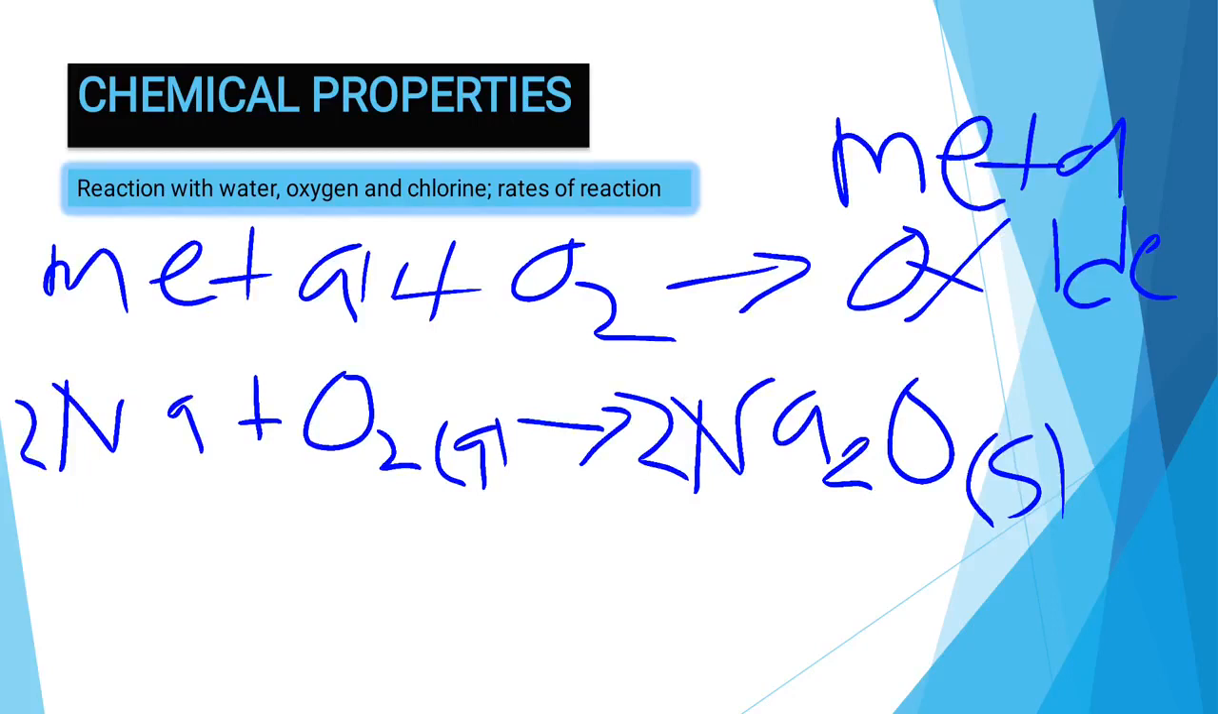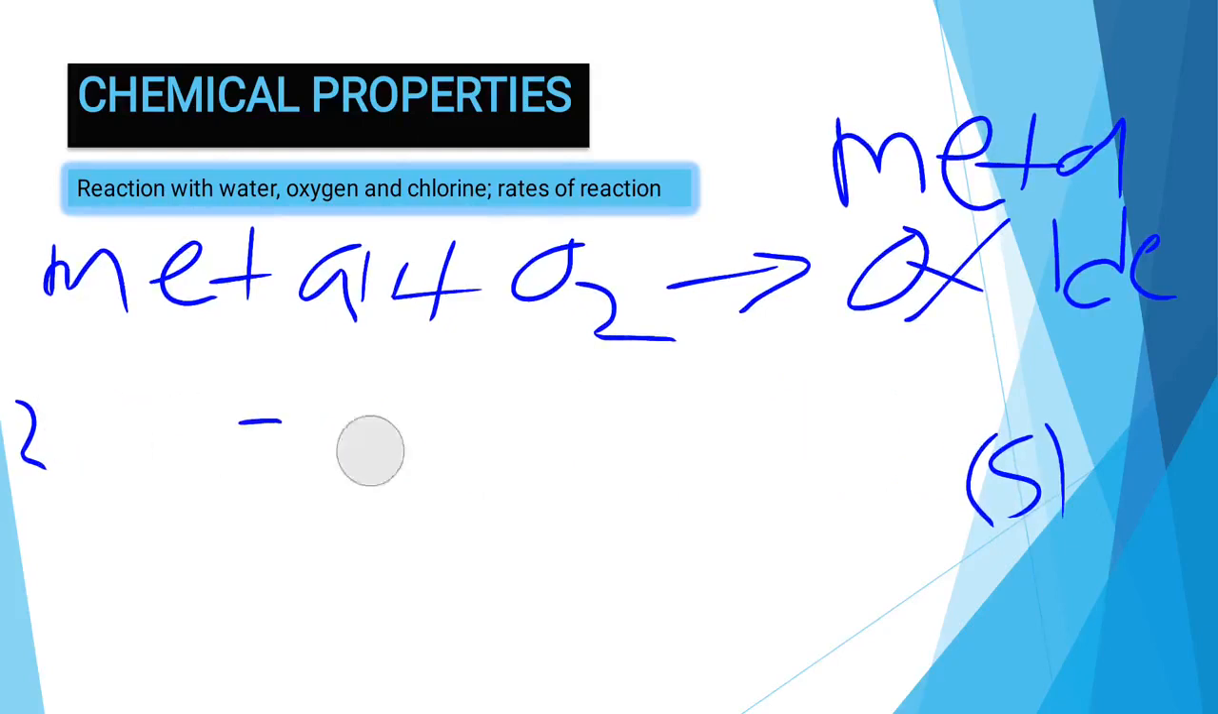However, this product is only when sodium reacts with limited oxygen. If you react sodium with an enriched air, that means that we have excess of oxygen, the product that is formed is not sodium oxide. We actually form sodium peroxide. And this is the formula for the peroxide. The formula for the peroxide is as follows.